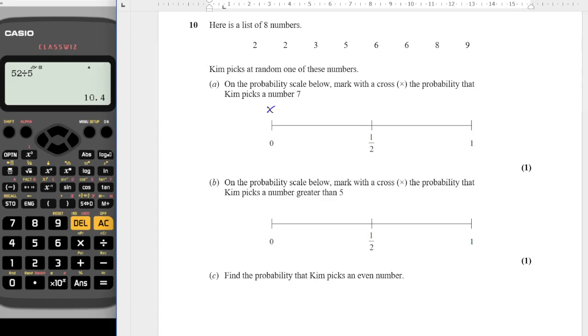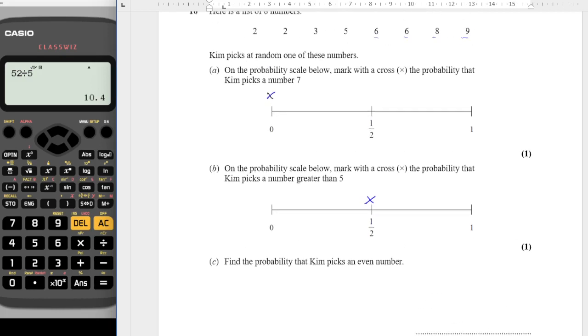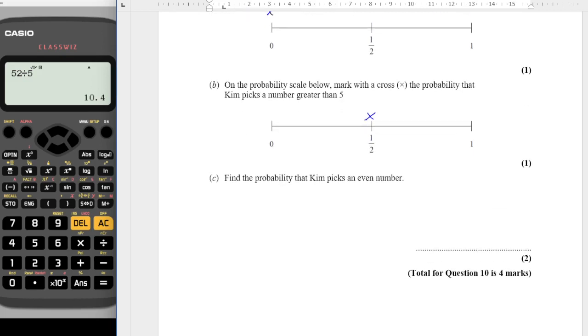Part B, on the scale mark with a cross the probability that Kim picks a number greater than 5. So we've got 1, 2, 3, 4, 4 out of 8. So that's exactly a half. And then part C, find the probability that Kim picks an even number. So evens, we've got 1, 2, 3, 4, 5 even numbers out of 8. So it's going to be 5 out of 8.